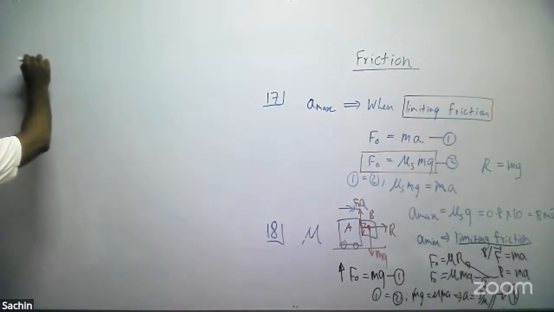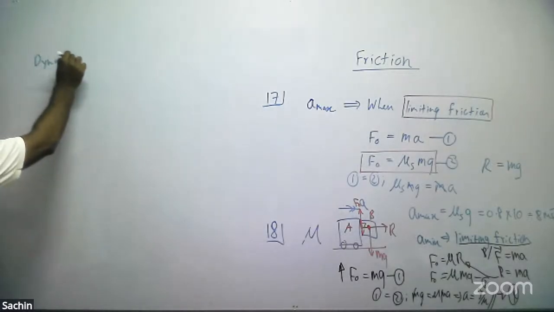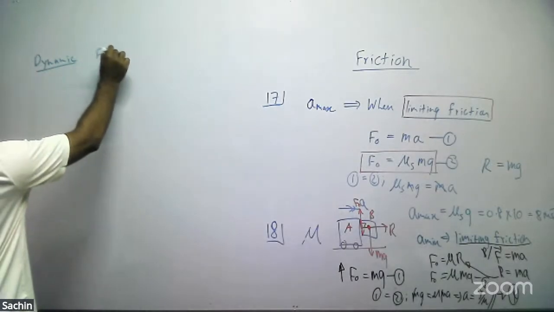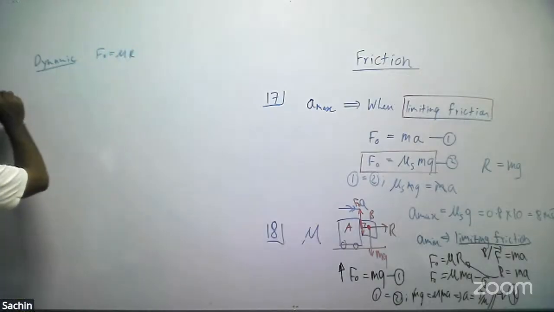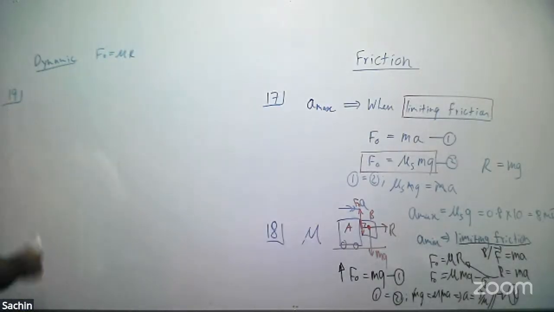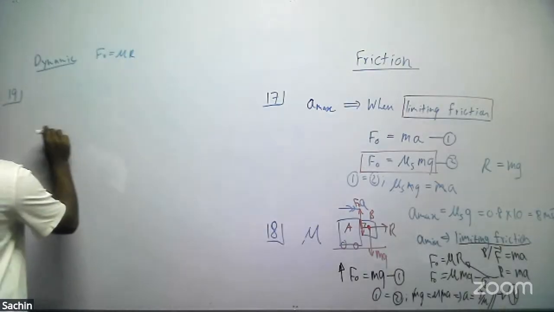This is a dynamic case. A dynamic case is very simple, just mu R. Friction is always equal to mu R. So question 19. Let's read the question.